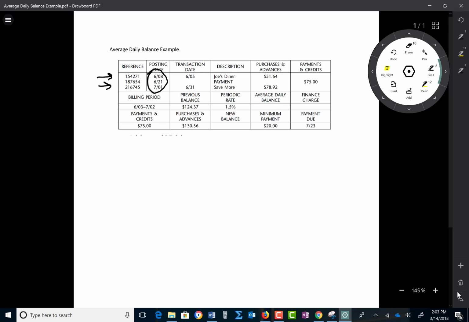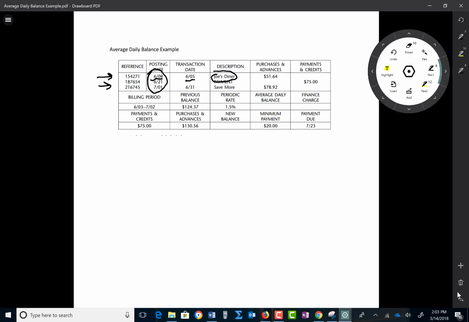So what it's saying is that on the 5th, you actually went out to dinner to Joe's Diner, but it didn't post until the 8th. And those posting dates are important for average daily balance. And so what happens is you have to find an average of what your balance is daily. It doesn't mean that's what your balance is every day. It's an average of what your balance is.